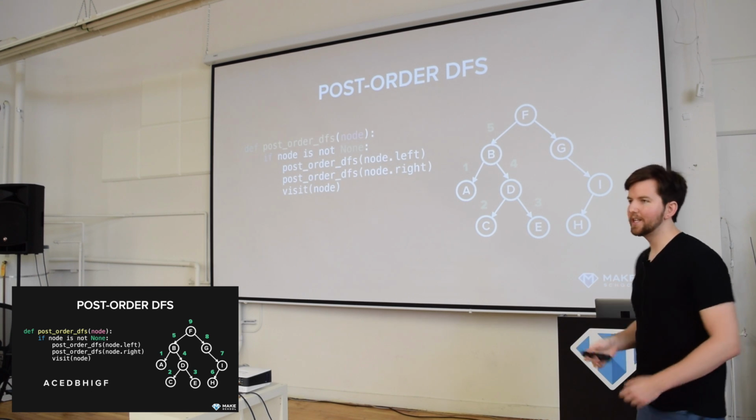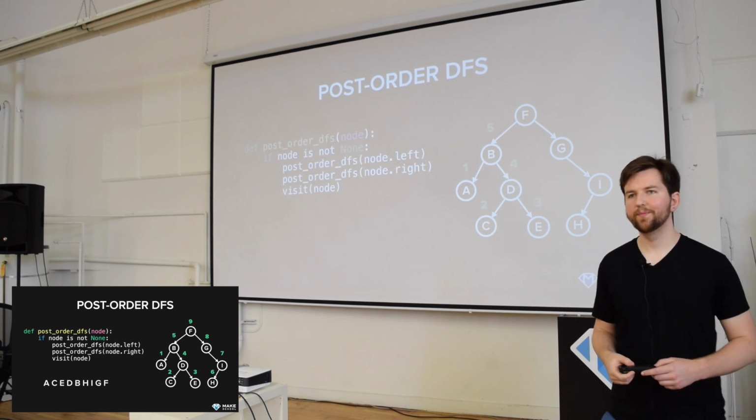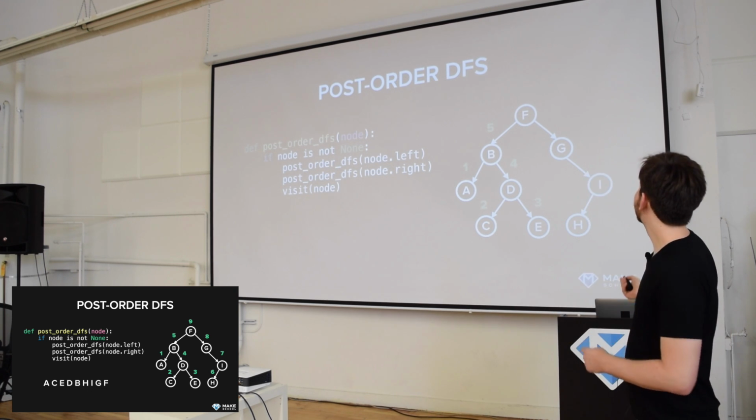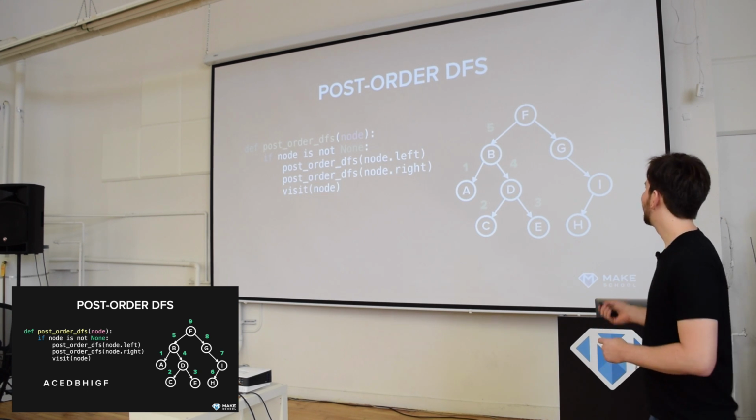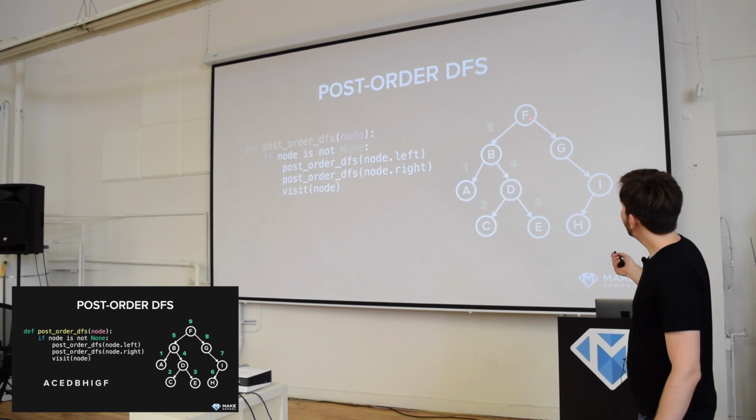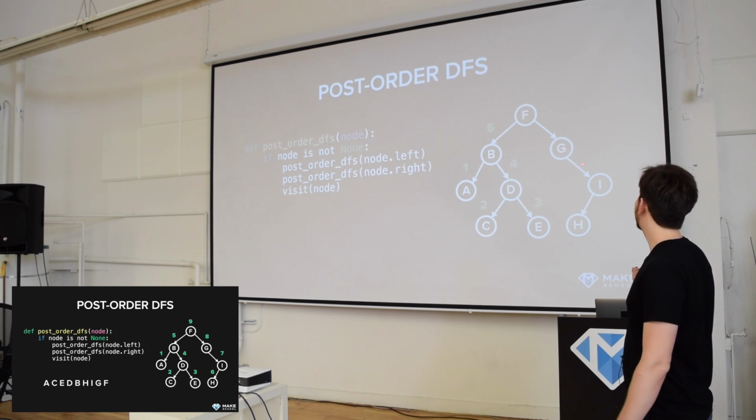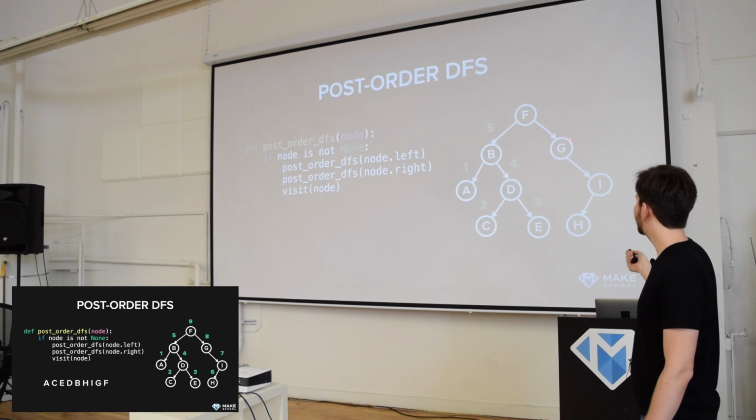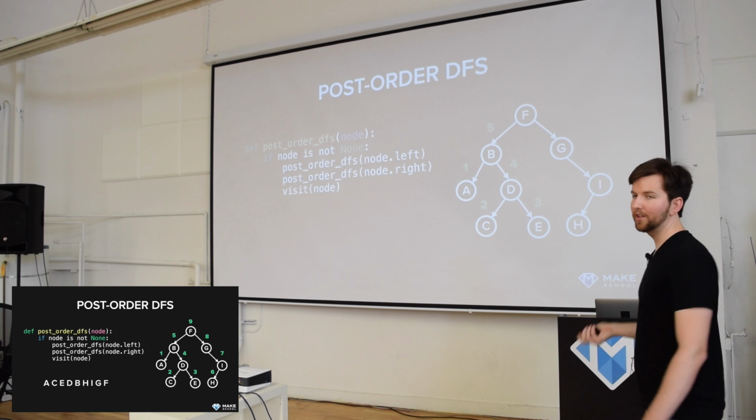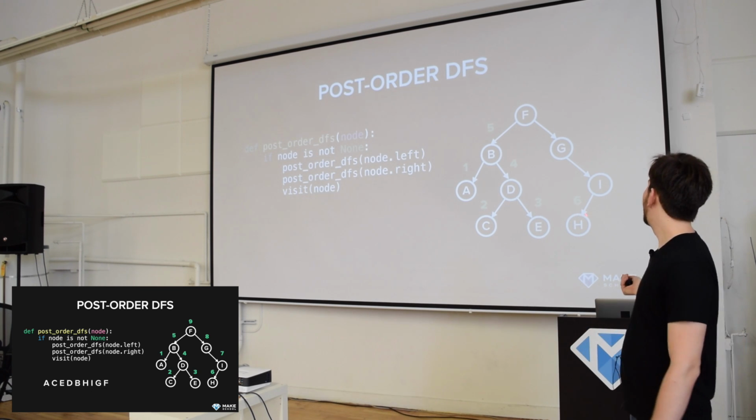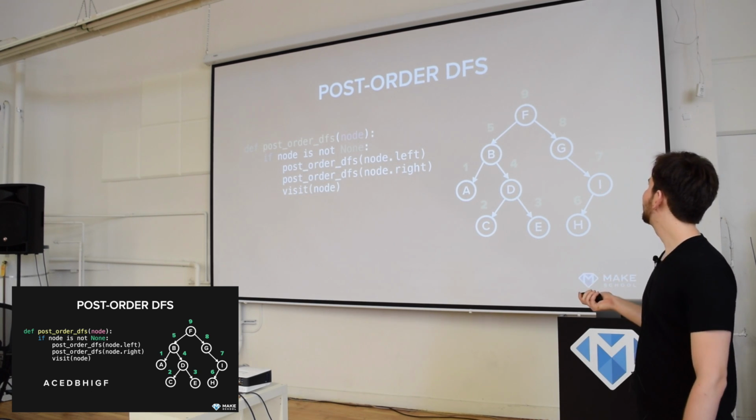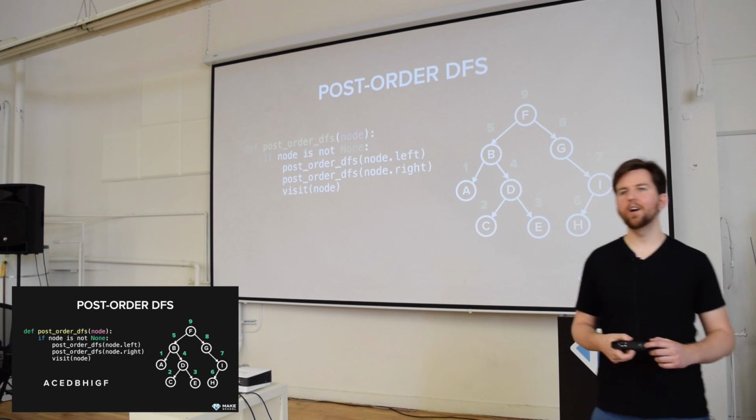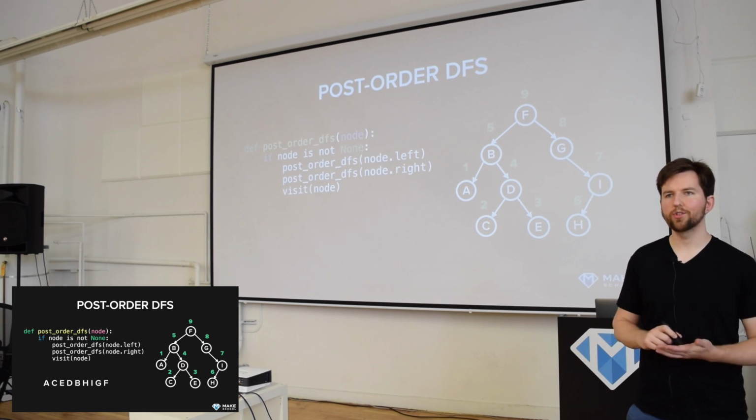Okay, so now what's next? Yeah, Dave. So Dave says H, I, G, F. Why? Right. Okay, so we're back to F. We have to go right before we can visit F. We have to go right or left. There's nothing left, so we go right. Again, have to go right or left. Left is first. We go left. H is a leaf, so we print it out. It has no children. And then we go back up the recursion stack. Then it prints I, then G, then F. Okay. Any questions on post-order depth-first search?